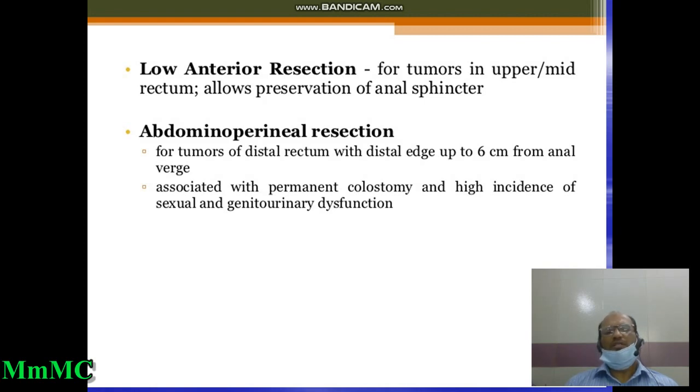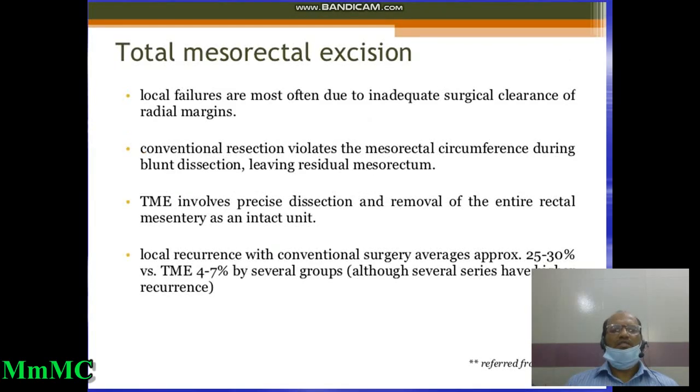That means for tumors involving the lower one third of the rectum, as well as extending into the anal canal, in those cases we should perform abdominoperineal resection. For tumors of the distal rectum, up to 6 centimeters from the anal verge, abdominoperineal resection is associated with permanent colostomy and high incidence of sexual and genitourinary dysfunction. In case of anterior resection, for tumors in the upper and mid rectum, it allows preservation of the anal sphincter. Total mesorectal excision is very much important regarding radical rectal cancer surgery.